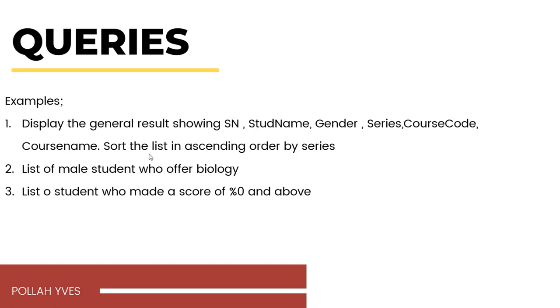They have specified something here: sort the list in ascending order. Sort simply means arrangement. When I say sort the list in ascending order, I mean you should arrange the list in ascending order by series. Saying by series means they are specifying the column you must use to sort your data. We are going to do it very easily. So we are at this level.